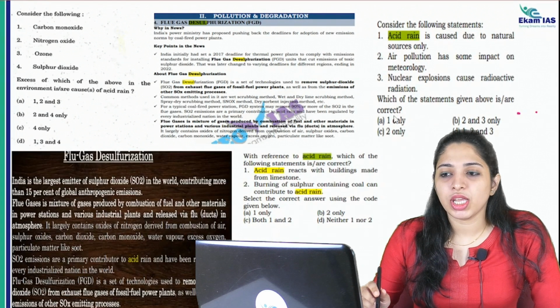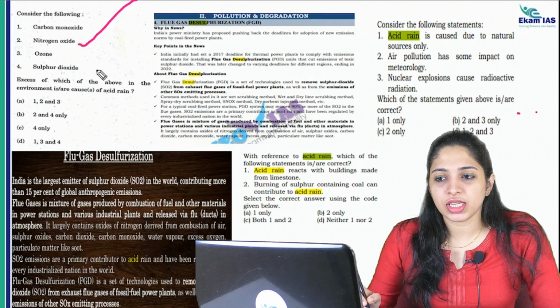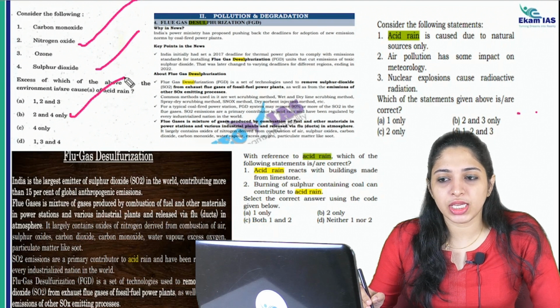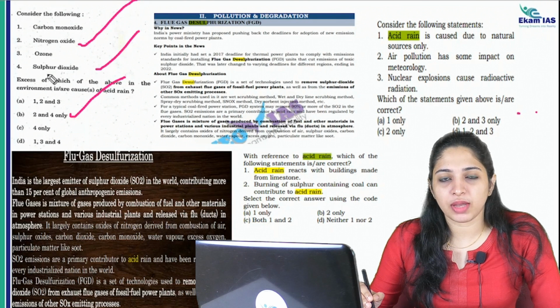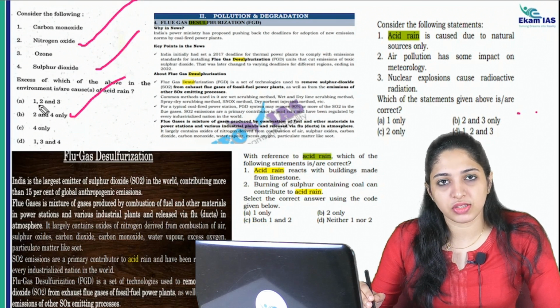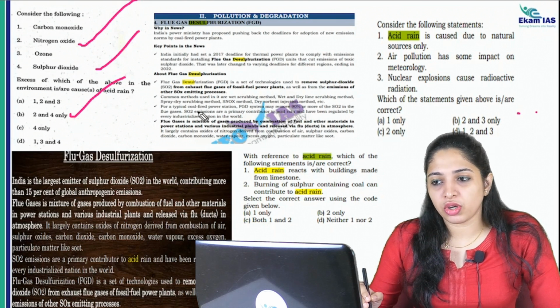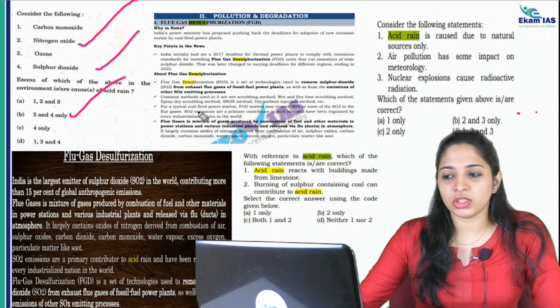Acid rain. Here the answer is nitrogen oxide and sulfur dioxide. Excess of which of the above in the environment is or are the causes of acid rain? The answer is B, 2 and 4. It is a basic science question. Apart from the current affairs, it is a basic science question and everyone will be knowing this. Going to the next question.